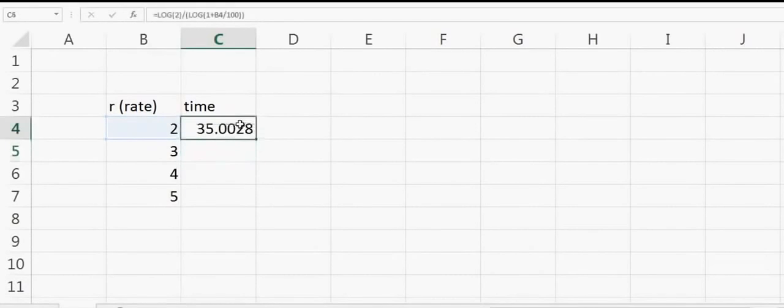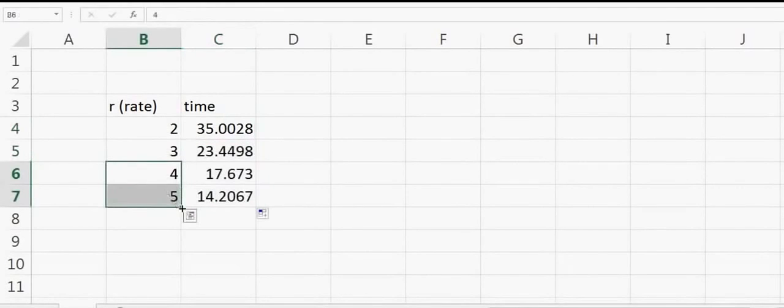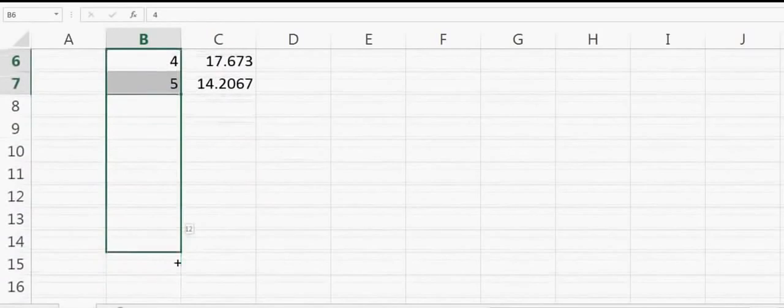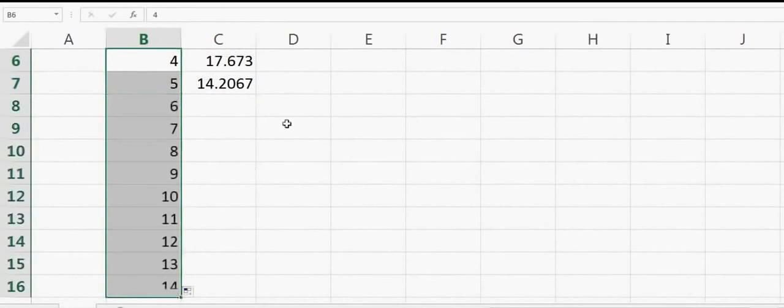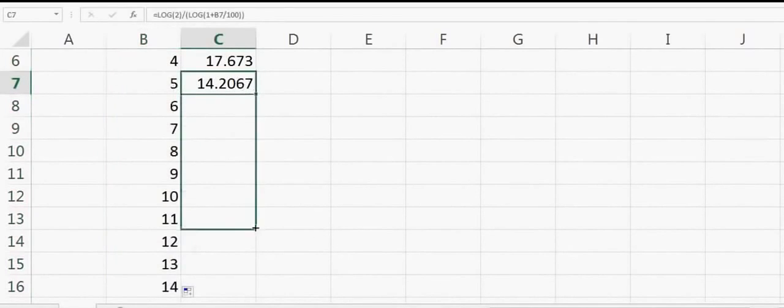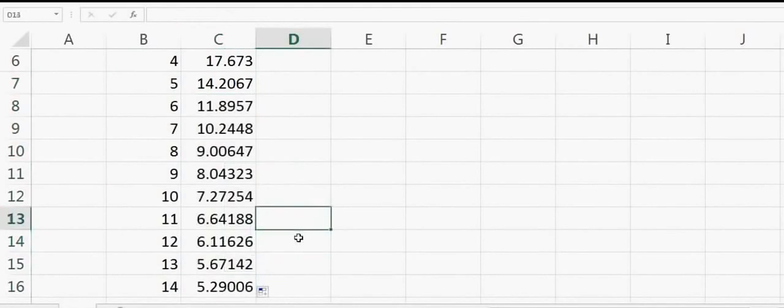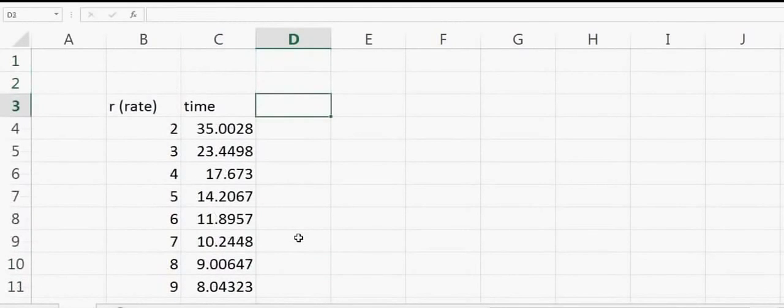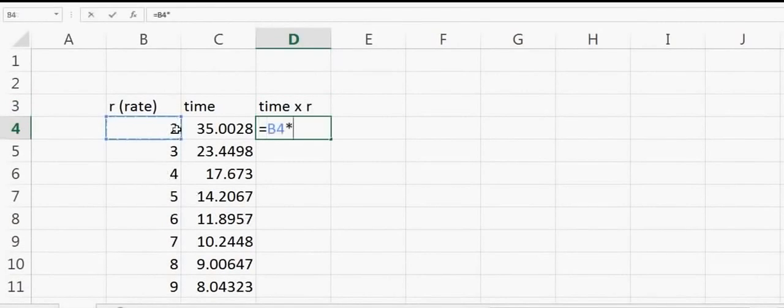So it says 35 years, right? So we can keep doing this, and we can also generate a table for all the hours and these numbers, right? So now if you look here, then if you multiply time with r, that will be equal to 2 into 35, so that is 70.0056. So this is very close to 72.